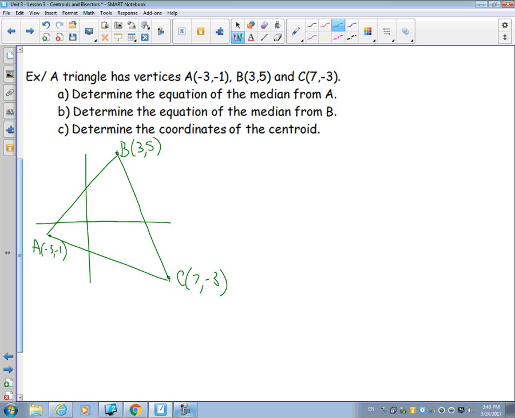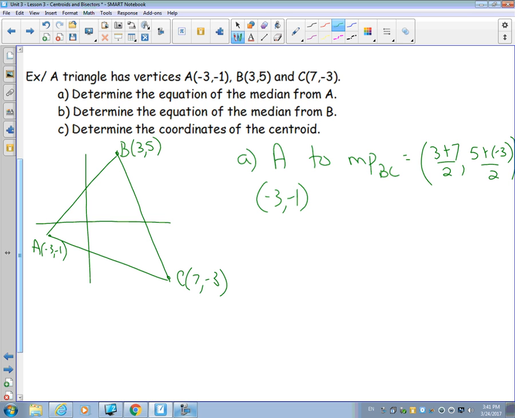So let's talk about the median from A. Where does it start? It goes from A to the midpoint of BC. Well, I don't know that yet. So that's the first thing I have to figure out. The midpoint of BC. I know the coordinates of A. They're (-3, -1). Midpoint of BC, that's going to be (3 plus 7) over 2 and (5 plus -3) over 2. So my midpoint of BC will be 10 over 2, 2 over 2, or in other words, (5, 1). So now I can draw it. (5, 1), right about there, the midpoint of BC.